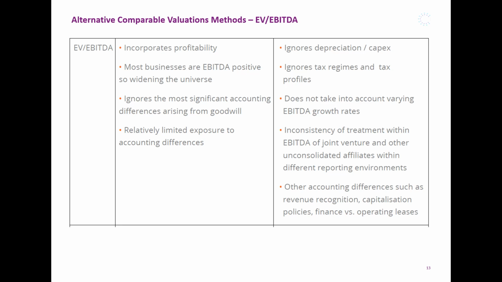Number 4, relatively limited exposure to accounting differences. So EBITDA is not perfect, but it's not bad. That's why it's universally used, because it can be used to compare most companies fairly well, and it is an okay proxy for cash before tax. Not in all situations, but it does give a better indicator than net profit and EBIT for what your cash flow from the business is, which is super important.